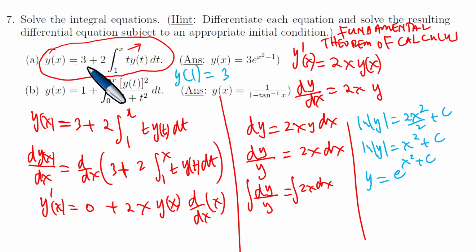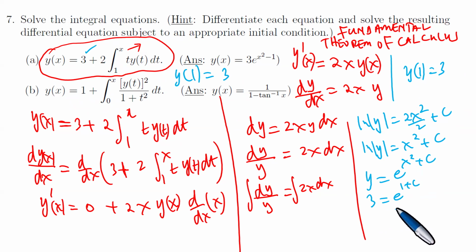Y of 1 is 3, because if you take y of 1 here, then the integral from 1 to 1 is going to become 0, so that now you're just taking the 3 here. So you have the initial condition: y of 1 is 3. So you have 3, this. Okay, so you need to solve. Ln 3 is 1 plus c, so c is ln 3 minus 1.